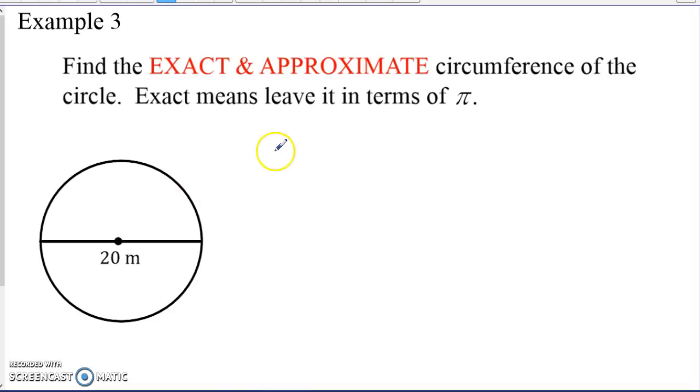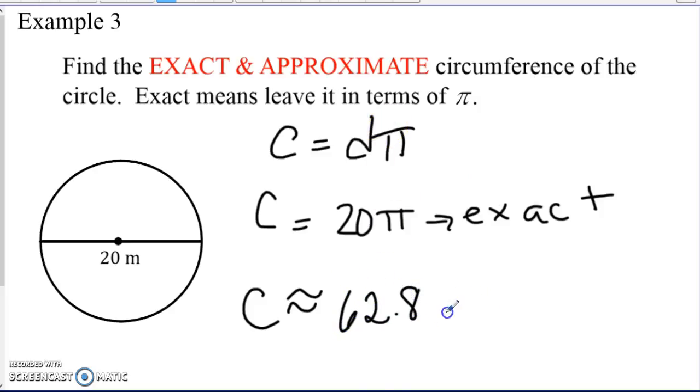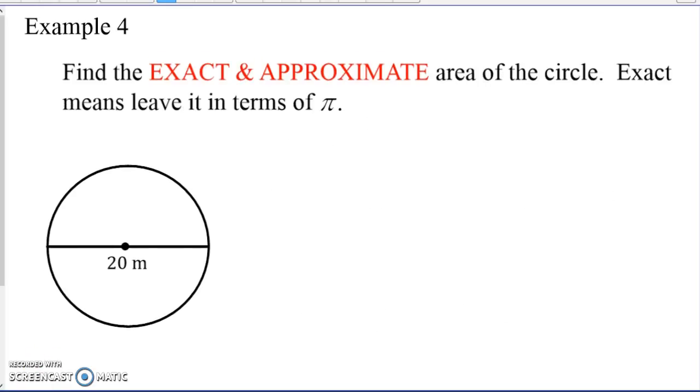So right here, I ask you for the exact and approximate of circumference. I give you the diameter in this, so I'm just going to write d pi. I'm going to say the circumference is 20 pi. That's exact. Okay, if I want approximate, then its circumference is, and take 20 times 3.14, which is 62.8. And since it's circumference, it's meters, and that's it. 62.8 meters.